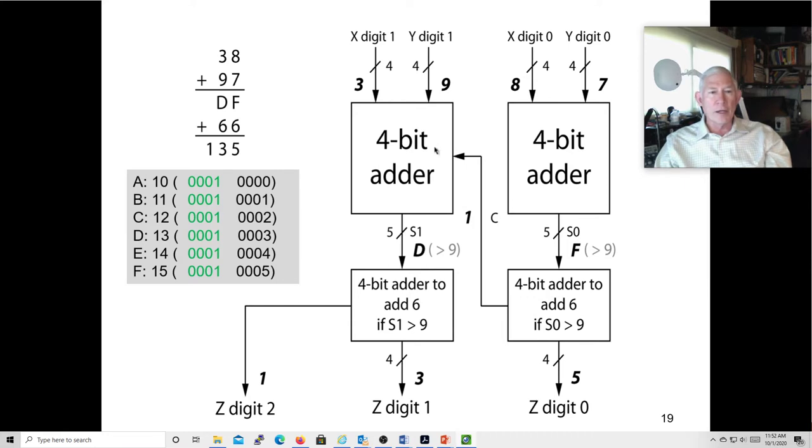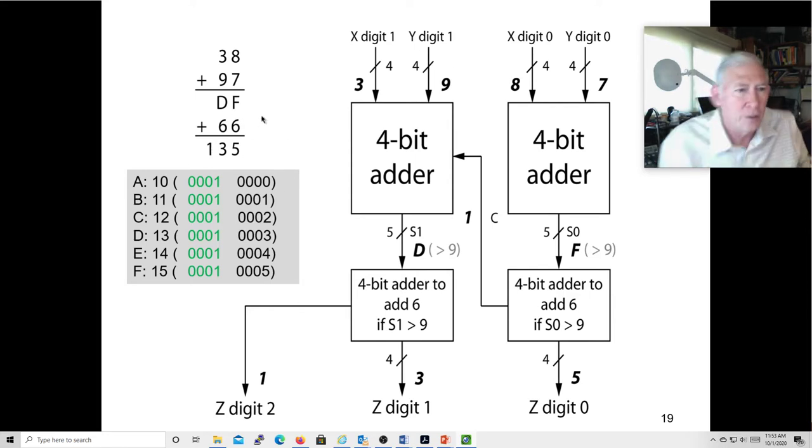We now have a 4-bit adder here to add the first 2 nibbles, and another 4-bit adder here to add the second 2 nibbles. So what we're adding then is two-digit BCD numbers to get a 3-digit result. Okay? And here's the problem. 38 plus 97 equals DF, but then we have to adjust the F by adding 6, and that gives us 5 plus a 1 over here, and now we add the D to that, and that gives us 3 plus a 1 carried over here. So we wind up with 135, which is the right answer.